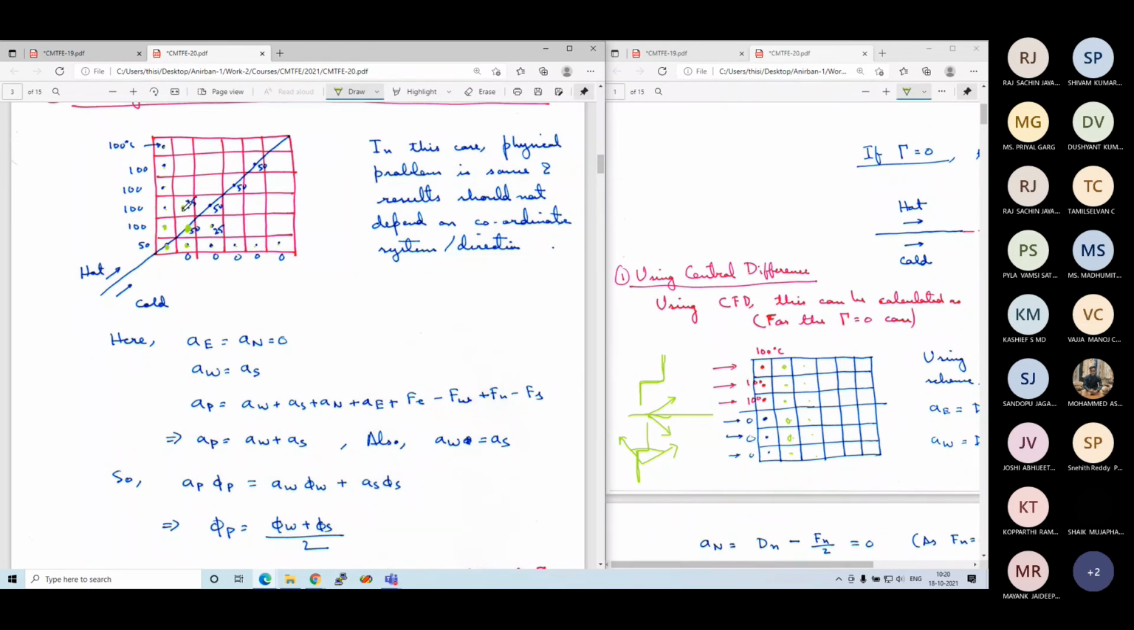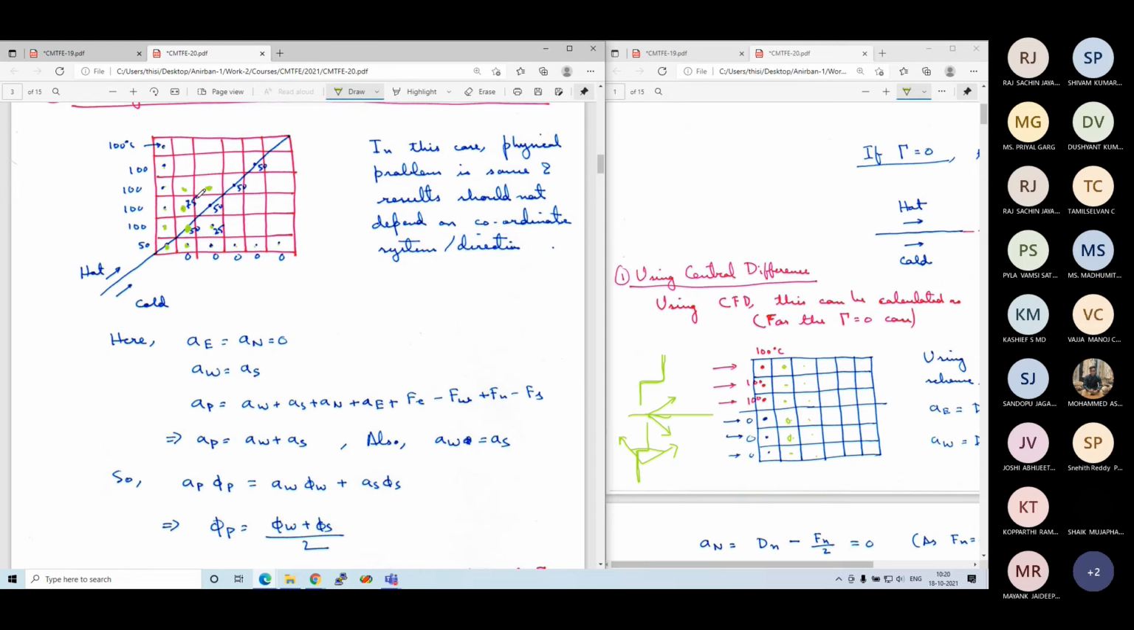But now what about this point? By our scheme, this is equal to this value plus this value by 2. 100 plus 50 by 2, 75. But actually this should have been 100. But our scheme is telling us that this is 75. Similarly, this value 50 plus 0 by 2, so this is 25. You can calculate the next values like this. This value you can calculate 100 plus 75 by 2, 87.5. And then this value you can calculate 87.5 plus 50 by 2. So 137.5 by 2, 68.75.